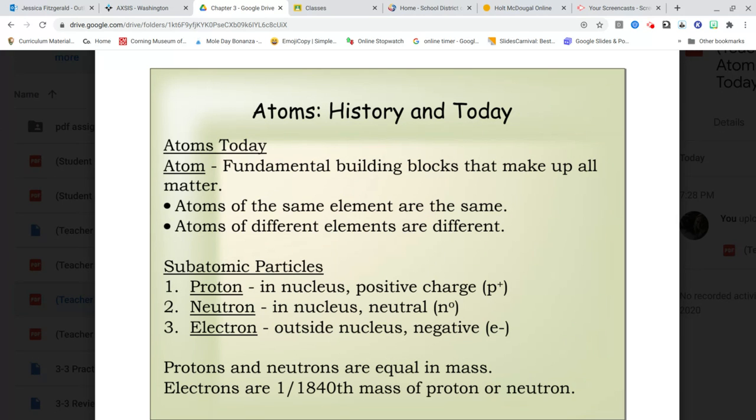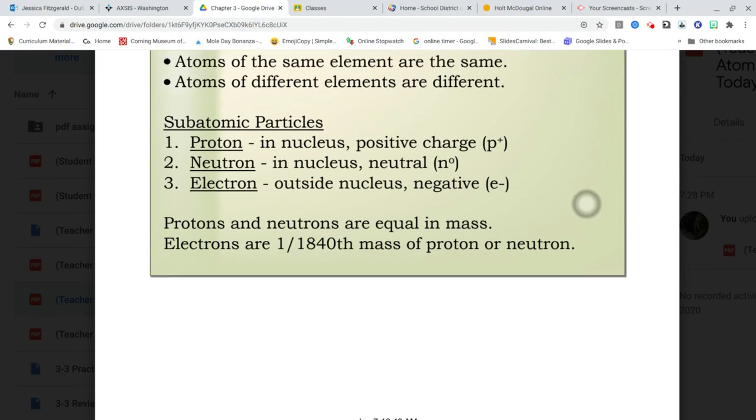Your electron is located outside of your nucleus. It is negatively charged, and its symbol is e with a negative sign. Your protons and neutrons are equal in mass, but your electrons are extremely tiny. Your electrons are 1/1840th the mass of a proton or a neutron. Sometimes we would round that up to 1/2000th of the mass of a proton or a neutron.